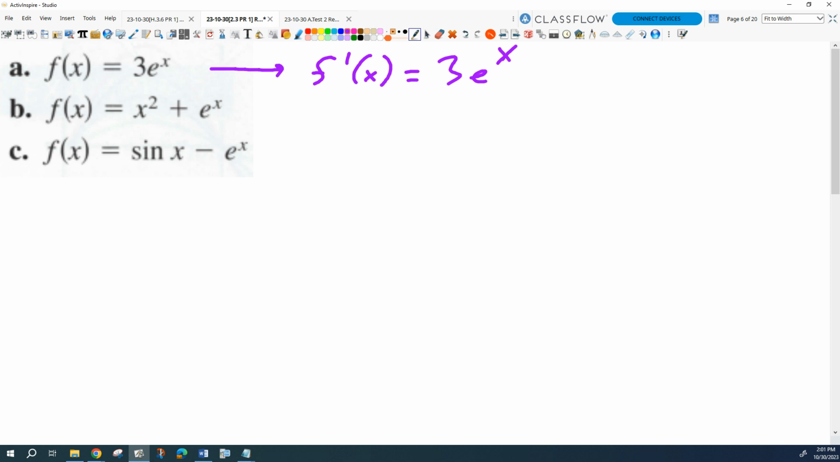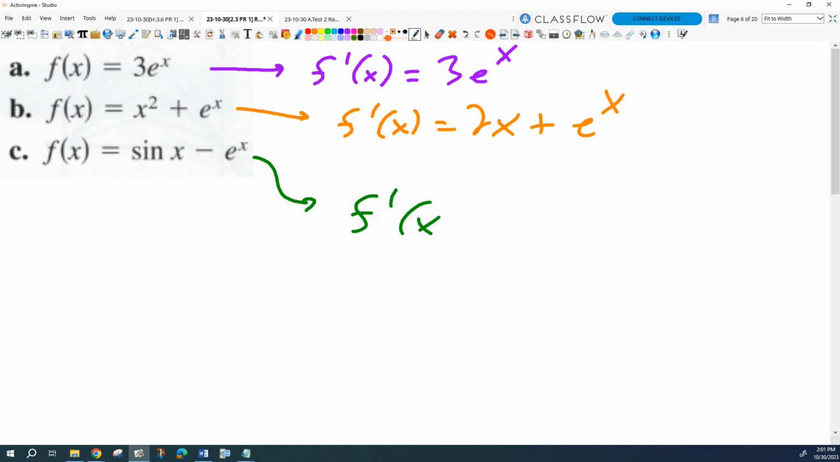What's the derivative? Let's try this one. There you go. f prime of x is 2x plus e to the x. Good. How about the bottom one? f prime of x is cosine x minus e to the x. No big deal. See, isn't this easy? Do you like this better than doing those big long limits? I kind of thought you would.